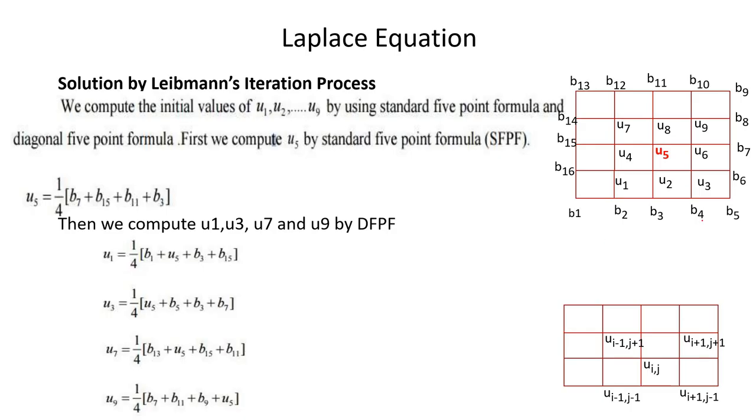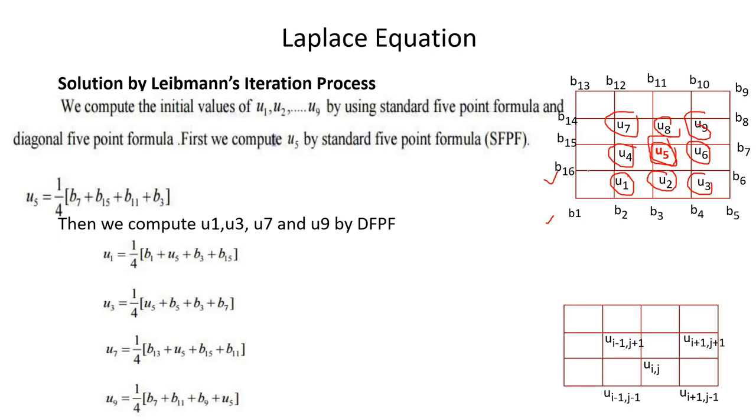I will tell you the process. You are asked to determine all the values. You can see B1, B2, B3, etc. up to B16. These are the boundary values which will be given to you. You have to find the values of U1, U2, U3, U4, U5, etc. up to U9. So how will you start? You have to start with the central value, that is U5, first determined arbitrarily, as an assumed value.